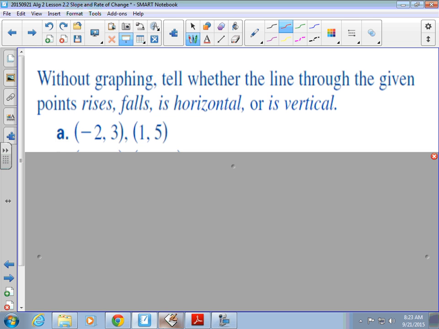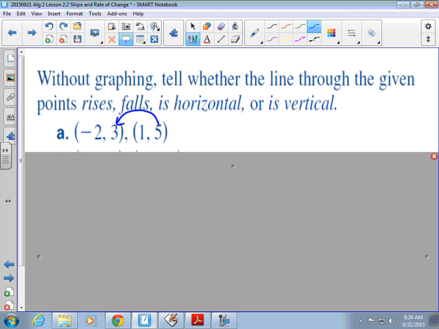Okay, here's a hint. If you don't see the same number in both X's or both Y's, you know it's not going to be horizontal or vertical, because you're not going to get 0 out of either one of those. So we know this first line, since it's a 5 and a 3, and a 1 and a negative 2, is not going to be horizontal or vertical. It's either going to be positive or negative. Let's determine which one it is.